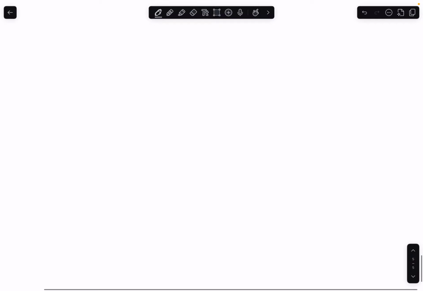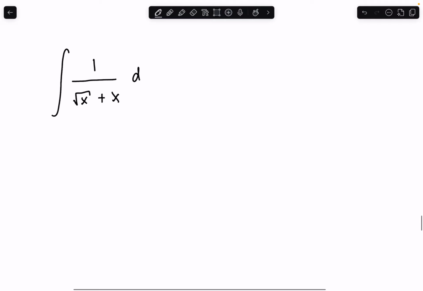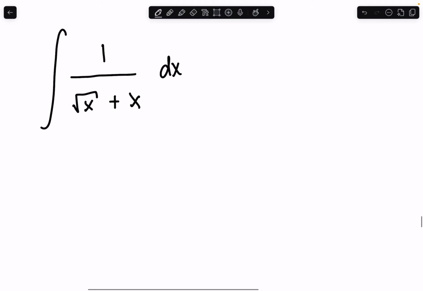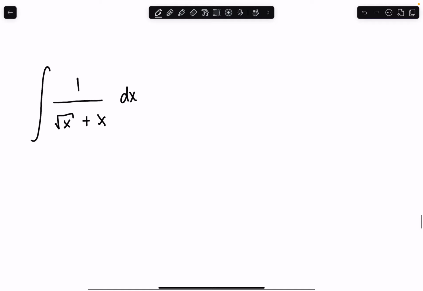All right, today we're going to be going over the integral of 1 divided by the square root of x plus x. So this is a little tricky because the u sub that we need to make isn't completely obvious because we have these two different powers of x. But what we're going to do is say that u is equal to the square root of x.